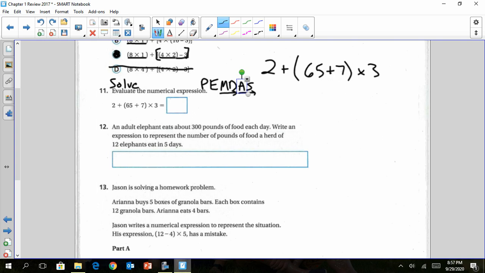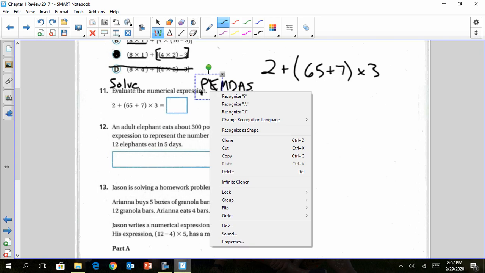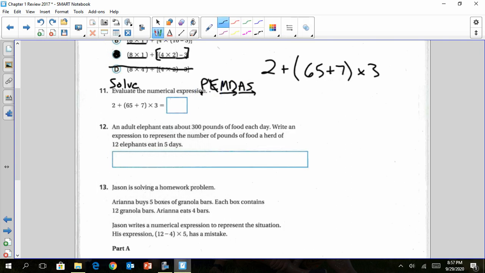Remember, PEMDAS is we're looking for parentheses first. We are not going to have any exponents in this chapter or in 5th grade in order of operations. We are going to have multiplication and division. Remember, we work this from left to right. And the same holds true for adding and subtracting, left to right.